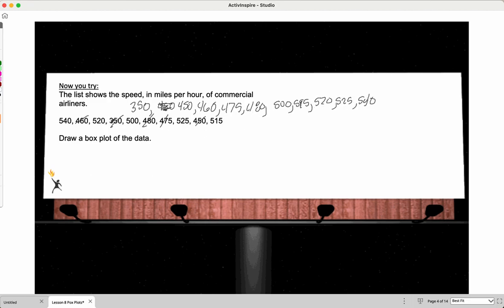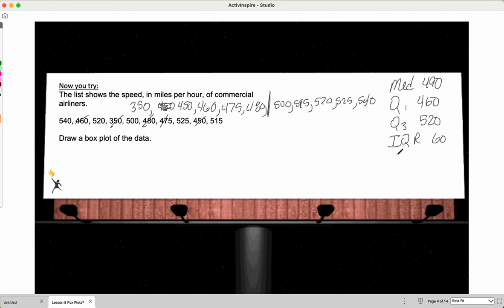So this time I have 10 pieces of data, so my middle is going to be right between the 5th and 6th data point. So 1, 2, 3, 4, 5. So that means my median is right here. So my median is going to be 490. My Q1 is going to be 460. My Q3 is going to be 520. That makes my IQR 60.